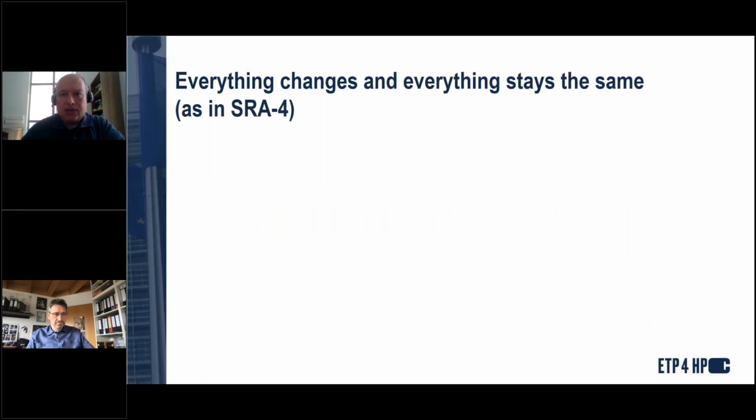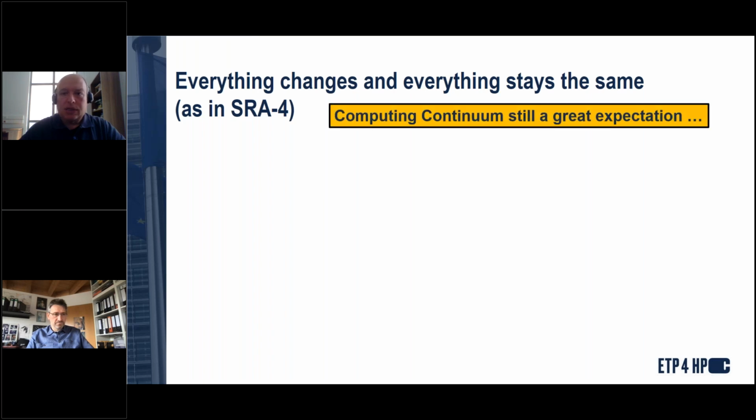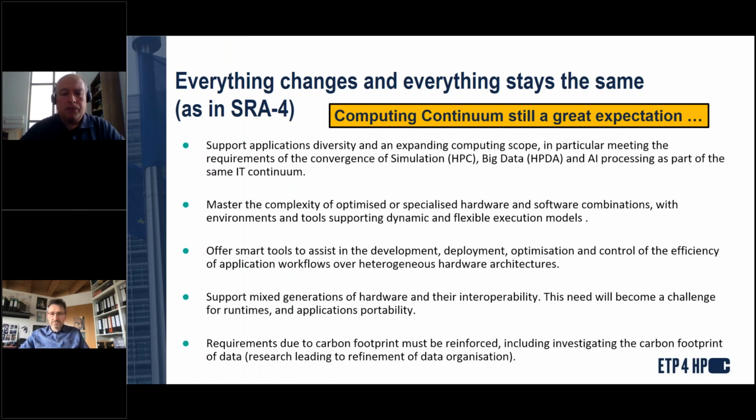We had done the same work in the prior iteration of SRA, SRA 4. My very brief comment is that everything changes and everything stays the same. Computing continuum was a central concept within the SRA 4 iteration of the report, and it still is there. Still a great expectation. There are steps forward, and there are also new parameters to consider. I'm just highlighting concerns that I will be briefly commenting on.